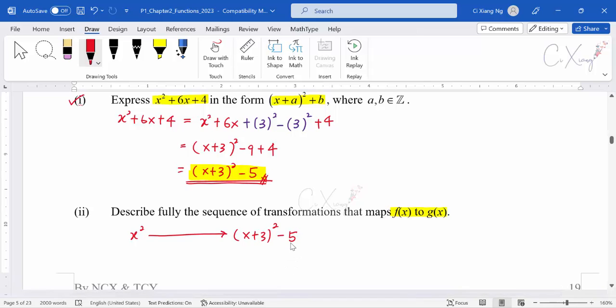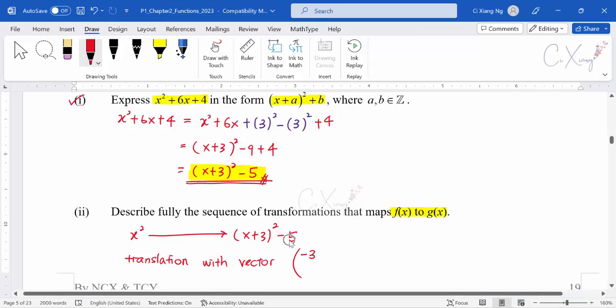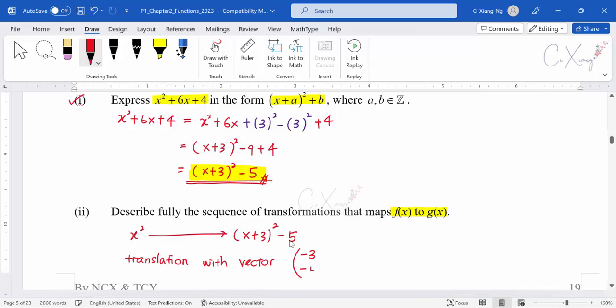Like what I mentioned earlier, if you want to describe it, you can write it this way: f(x) is translated with a vector. The plus 3 inside the basic function, when you want to write it out in the vector, it should be negative 3. Then minus 5 here. The minus 5, you just copy, because it is outside the basic function, so you just copy the value itself. So you're having the vector (negative 3, negative 5).